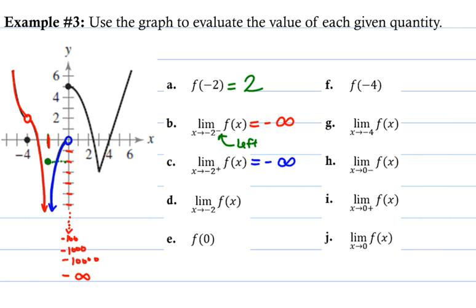Now D, the overall limit as x approaches negative 2. Okay, so from what I told you before, this is where we would go ahead and compare these. Are they the same? And they are the same, so the overall limit is negative infinity. And that's half right. Because these are equal, the overall limit is negative infinity. But what is negative infinity? Do you know what number that is? I don't know what number that is.